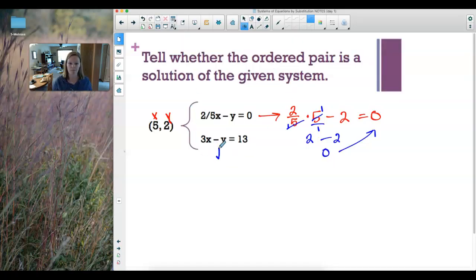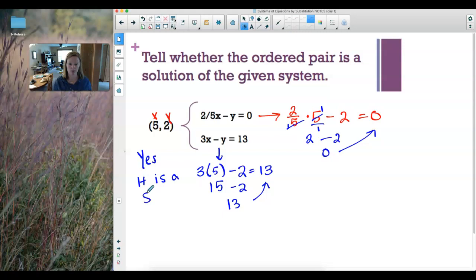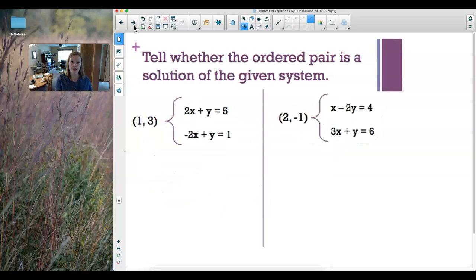Now let's try the second one. We have 3 times 5 minus 2 equals 13. 3 times 5 is 15, minus 2 is 13. So it does work. We would say yes, this is a solution, because it works in both equations, so that's a solution to the system. Now some of you may feel like you are good to go and start working on your homework at this point. If you are not, go ahead and listen to the next couple of examples just to get a better feel for it.